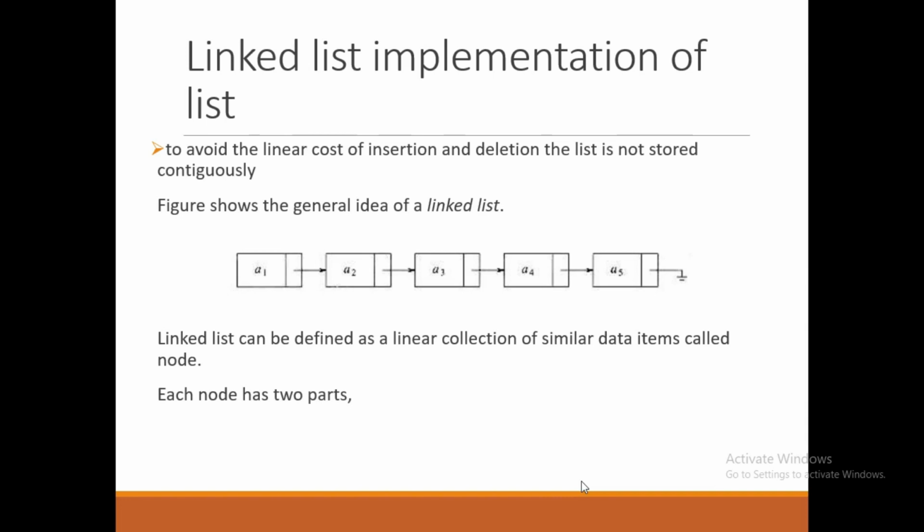Why are we going for the linked list? To avoid the linear cost of insertion and deletion. In case of array, all the elements will be stored in contiguous manner. For example, if you want to store 100 elements of integer data type, for storing a single integer we need 2 bytes. So to store 100 numbers we need 200 bytes of memory in contiguous manner. If enough space is not available, insertion cannot take place in case of array.